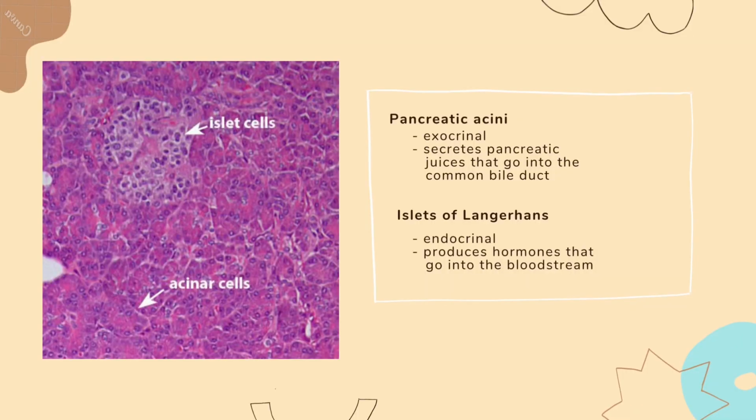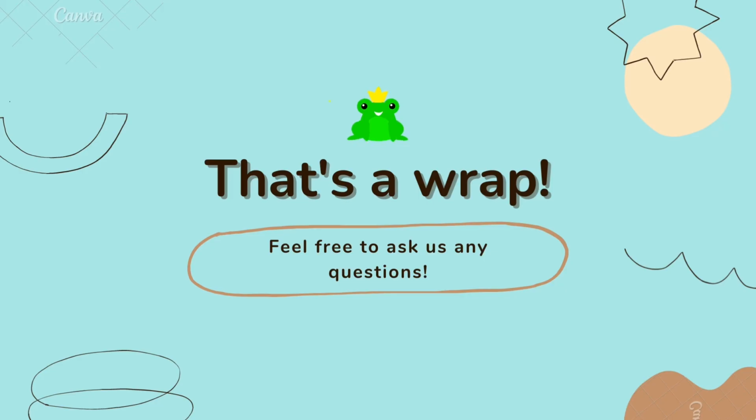Meanwhile, the pancreas contains pancreatic acini for exocrine purposes and islets of Langerhans for endocrine purposes. The pancreatic acini look like clumps of grapes that secrete pancreatic juice into the common bile duct, while the islets of Langerhans produce hormones that go into the bloodstream.